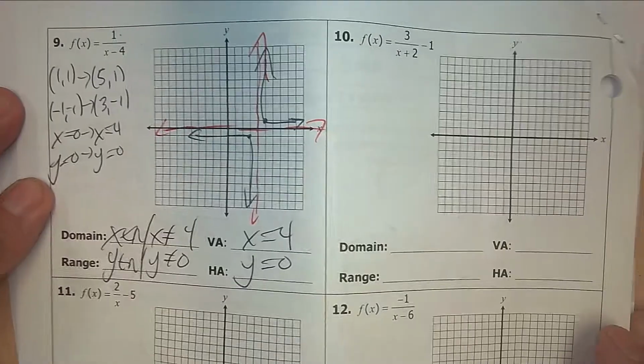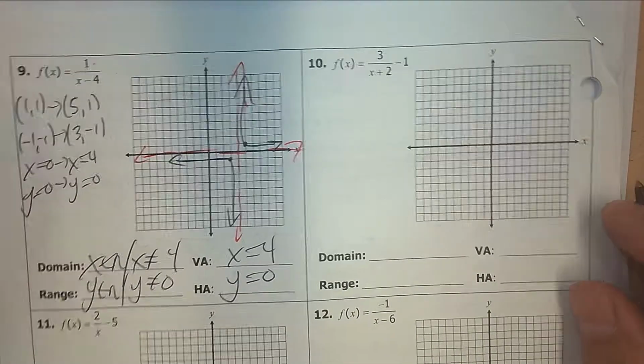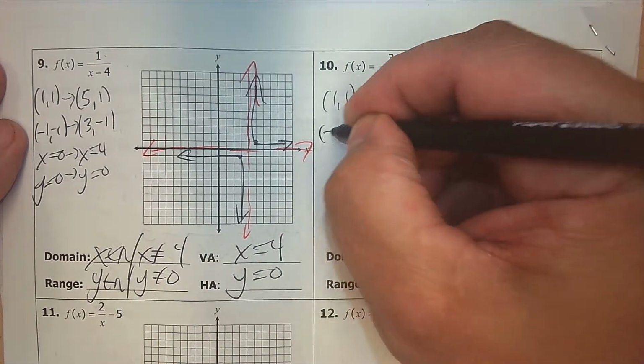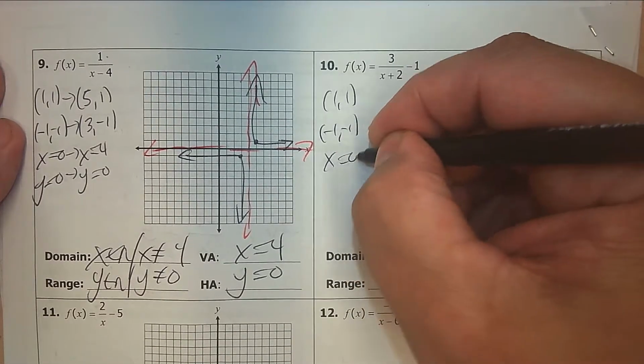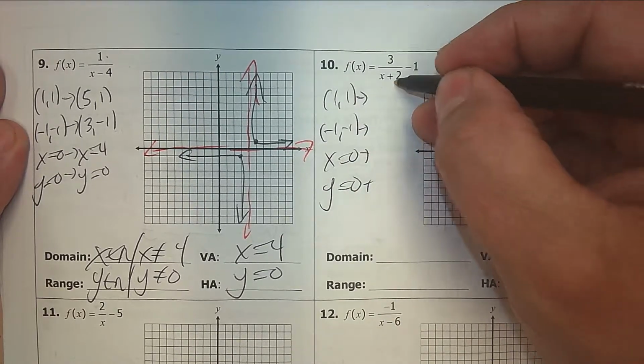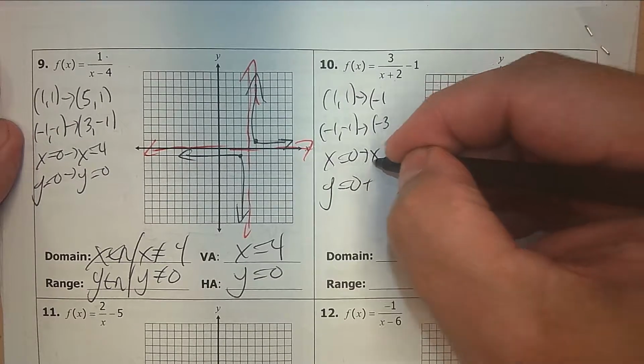Number 10. Again, press pause. Why don't you try number 10, then press play? That'd be a good plan. All right, if you want to do it with me, 1, 1, negative 1, negative 1, x equals 0, y equals 0. So look at the denominator. So the inverse. So we're going to subtract 2 to every x. So that's negative 1, negative 3, and negative 2.